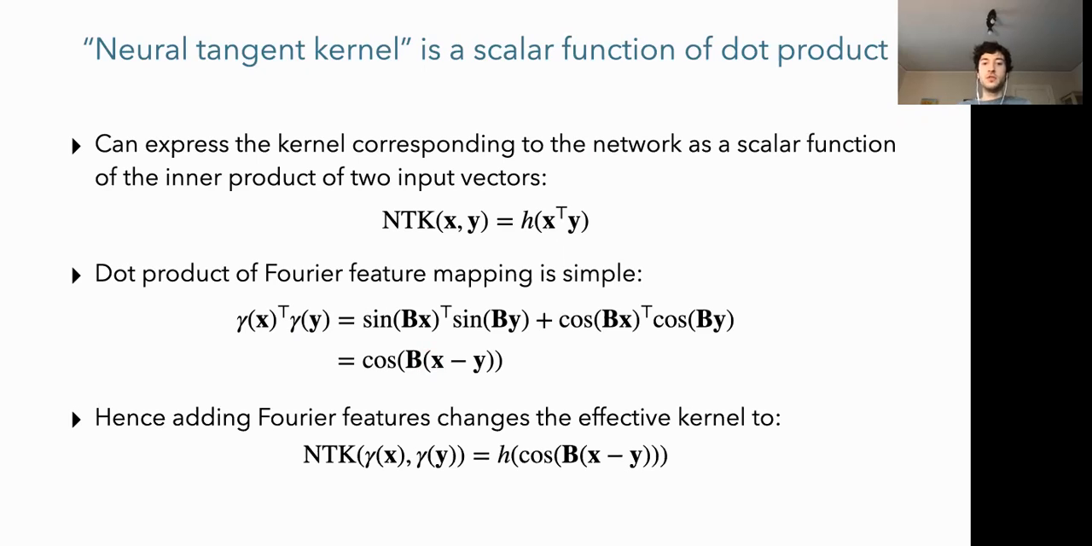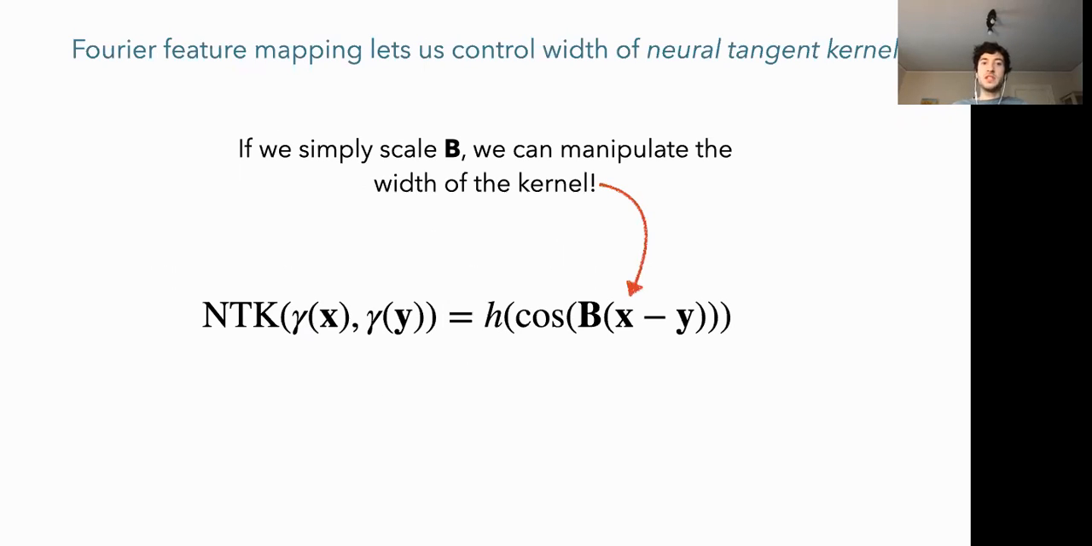So combining these two facts, we see that the Fourier feature mapping also makes the NTK into a stationary kernel. And this gives us a direct way to manipulate the width of that kernel. All we have to do is change the scale of the matrix B. And this is the big punchline here. Changing this single scalar value has a huge effect on how well the network can learn different frequency components of the training signal.